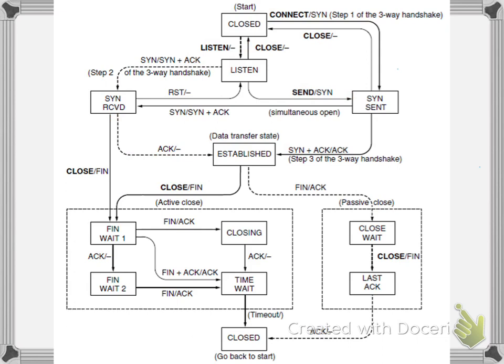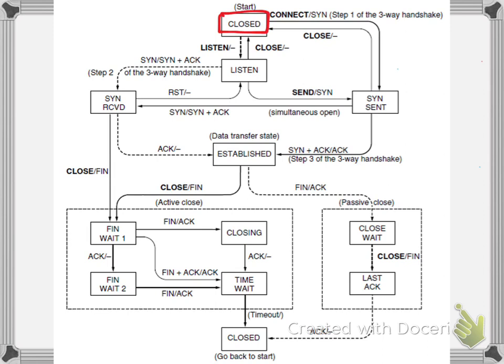Now this whole process can be explained with the help of a finite state diagram, like this. Initially both the server and the client, now we are talking about client and server, it can be just host 1 and host 2 also. I'm assuming that one side is sending the request, the other side is receiving the request. So initially both are in the closed state. Closed state means there is no currently active or pending connection request.